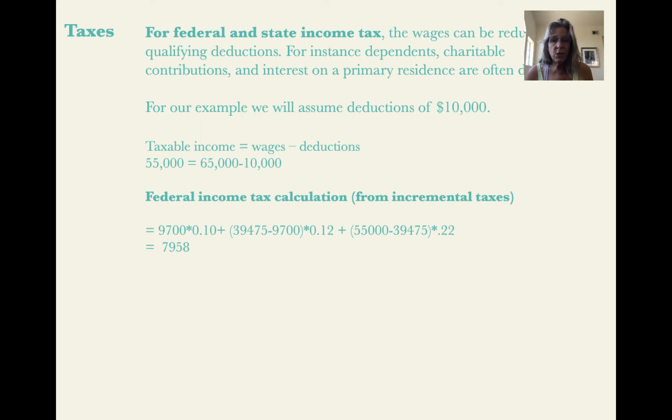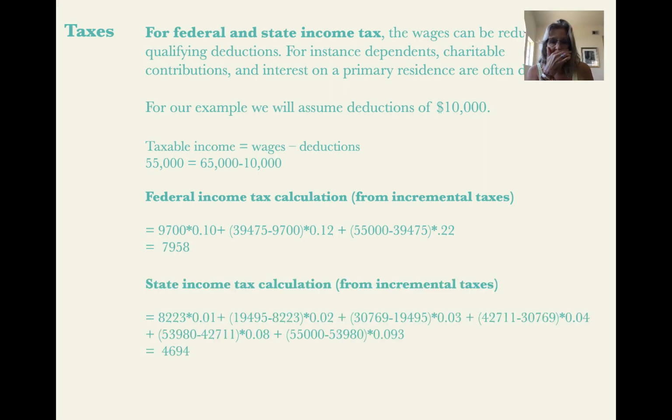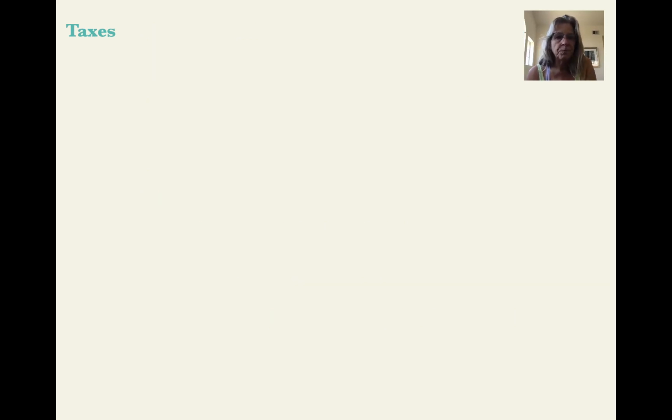Then if we do the calculations based on the incremental tax tables that I showed you previously for federal, we're going to be paying $7,958. For state, I do the same thing, and the taxes that we pay are $46.94. So you can see we have $65,000 income, and we have to pay taxes of about $7,900 for federal, and then about $4,700 for state.